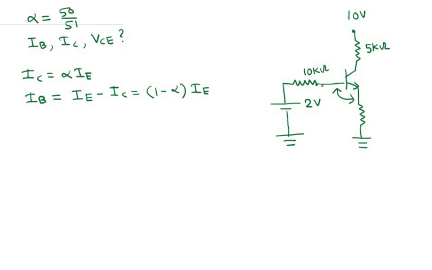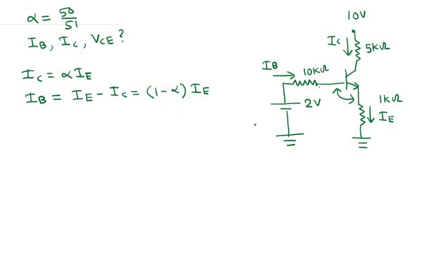Through this 10 kilo ohm resistor, the base current IB is flowing. Through this 5 kilo ohm resistor, the collector current IC is flowing. This resistor is given to be 1 kilo ohm, and through it the emitter current IE is flowing. We have seen that the base current is (1 minus alpha) times IE.